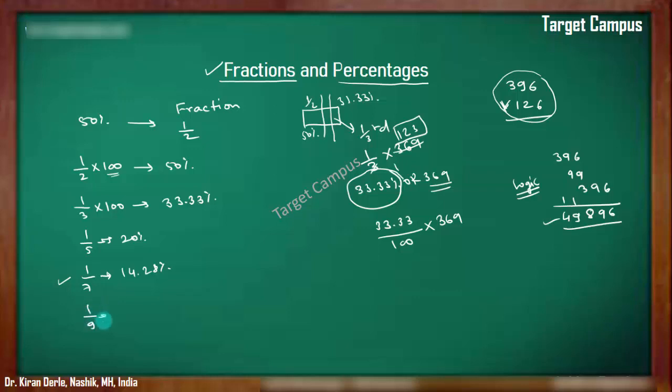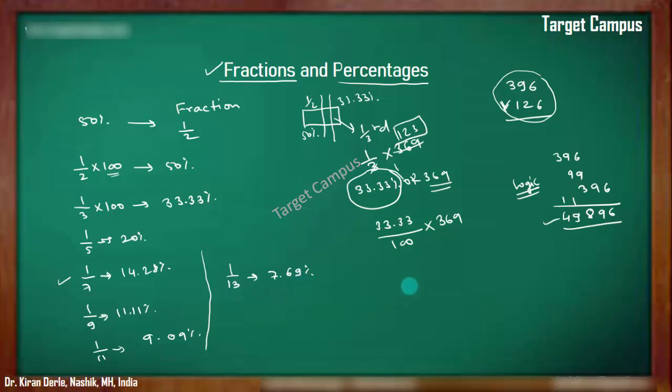So 1 by 9 is equivalent to, you can just multiply it with 100 and you'll get this. 1 by 9 is 11.11%. Similarly, 1 by 11 is 9.09%. What is 1 by 13? It is 7.69%. So this is how the fraction to percentage conversion works.